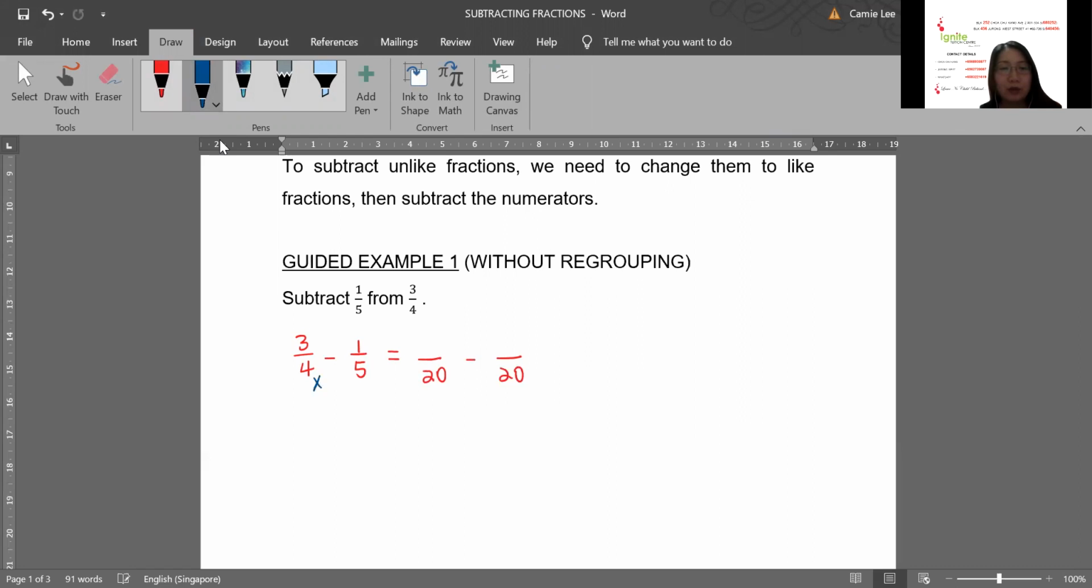So 4 times 5 is 20. We multiply 5 to the numerator. 5 times 4 is 20. Multiply 4 to the numerator. So 3 times 5 is 15, and 1 times 4 is 4. 15 minus 4 is 11 out of 20. So this is your final answer.